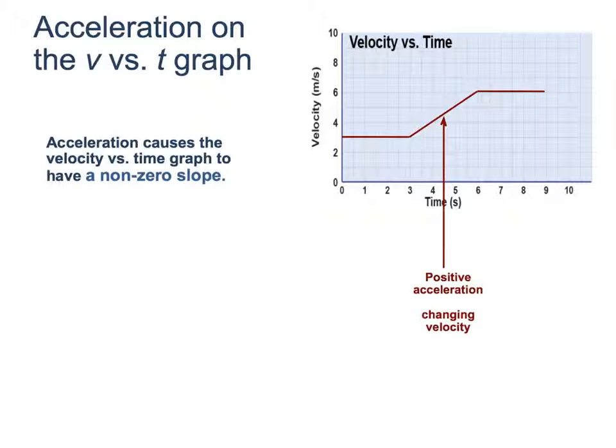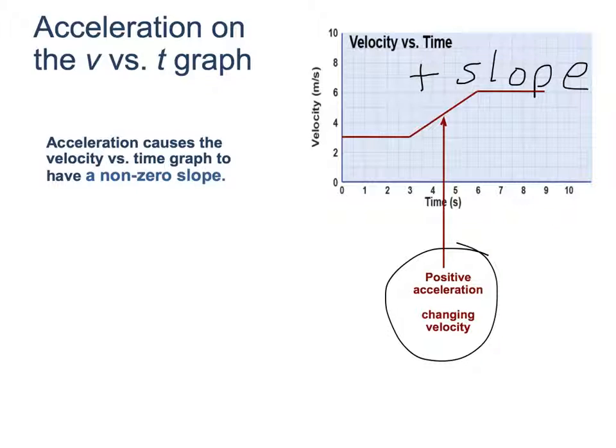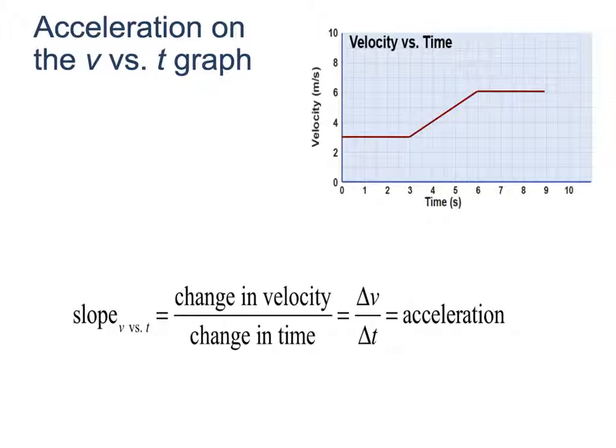The acceleration causes the velocity versus time graph to have a non-zero slope. Positive acceleration, you have a positive slope. So when you understand slope, remember when you talked about slope with your graphs in math? Going up into this quadrant gives a positive slope. That gives you positive acceleration. Slope basically is going to be the change in velocity divided by change in time, which is acceleration. So the slope of your line is actually your acceleration. The slope of the line is the acceleration.